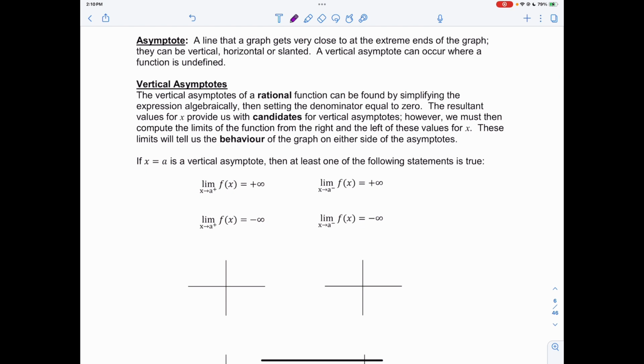We know that an asymptote is a line that a graph gets very close to at the extreme ends of the graph, and they can be vertical, they can be horizontal, or they can occur on a slanted line. A vertical asymptote can occur where a function is undefined.